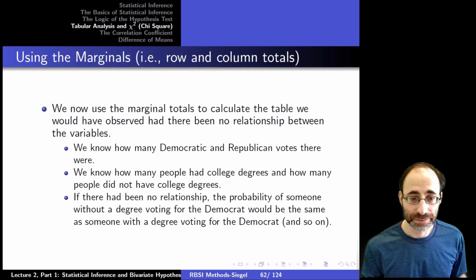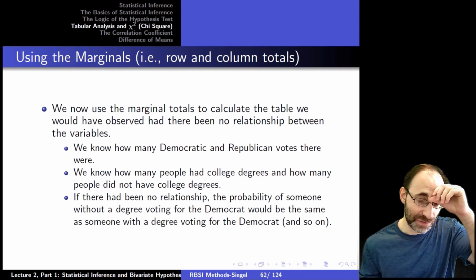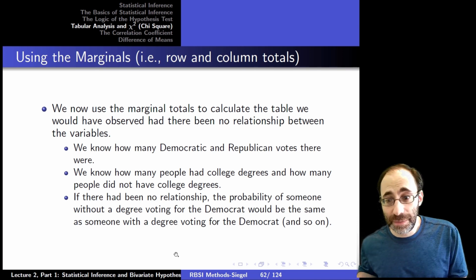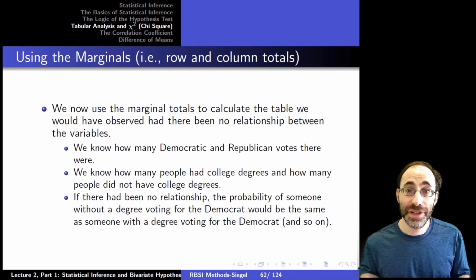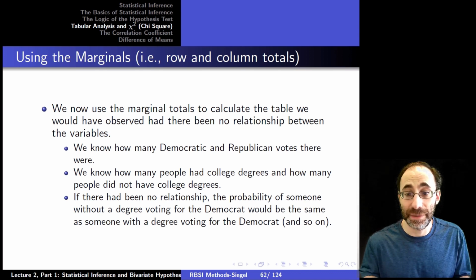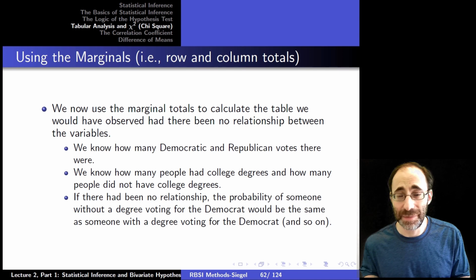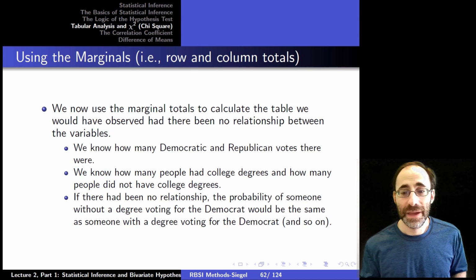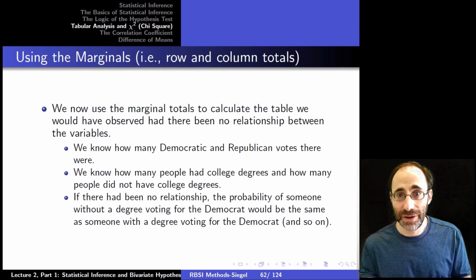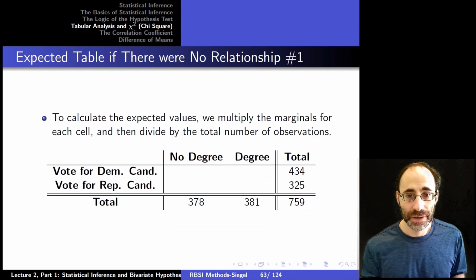So how does that work exactly? Let's say it again a different way before I go on, because if there had been no relationship, the probability of someone without a degree voting for the Democrat would be the same as someone with a degree voting for the Democrat, and so on, right? That's another way of saying it, maybe a little clearer than I just did. Right? So in other words, there should be no effect of your college degree or not on how you vote.